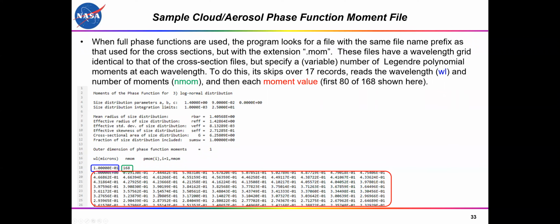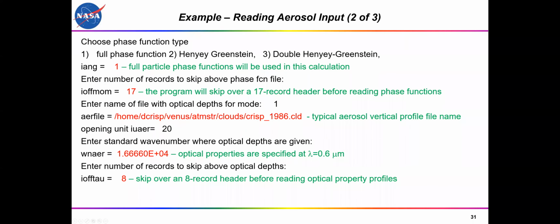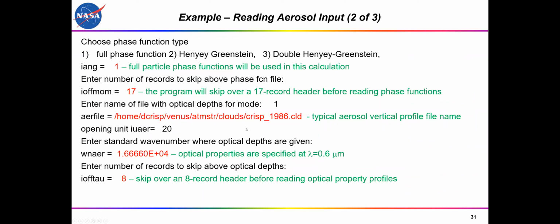Okay, so that's what the moment files look like. They have a wavelength, and they have a whole bunch of moments. Then it has another wavelength that has to be the same wavelength that was specified over here. So the next wavelength is going to be 0.359 microns, for example.